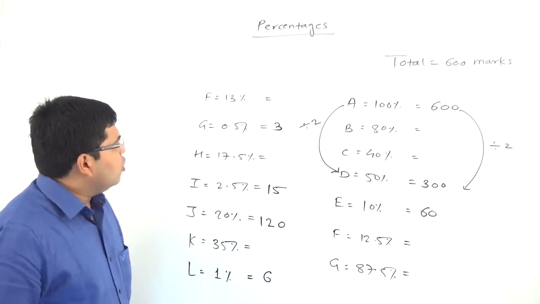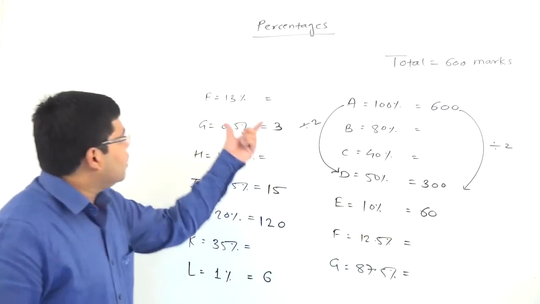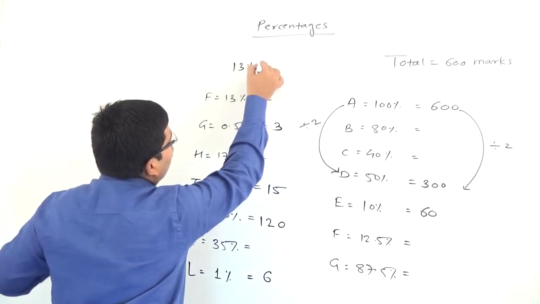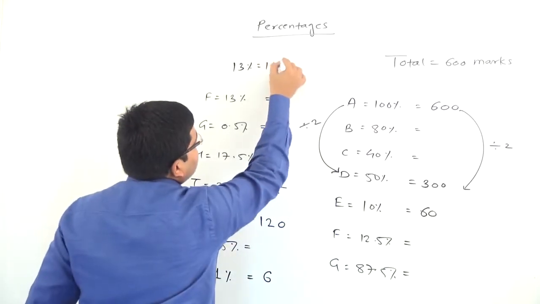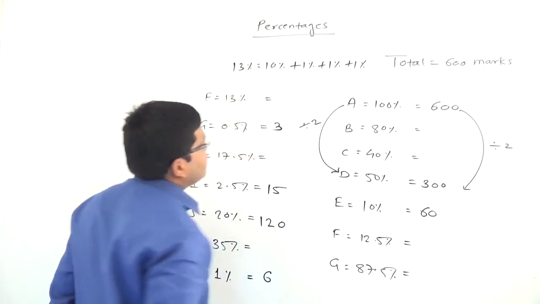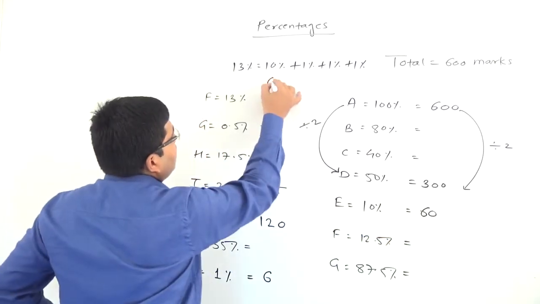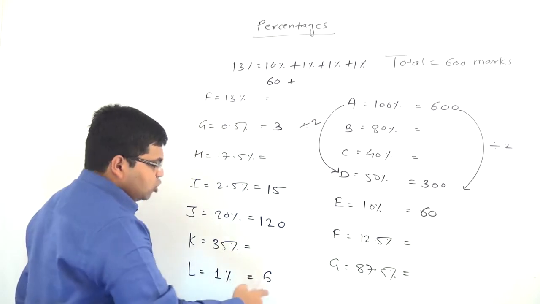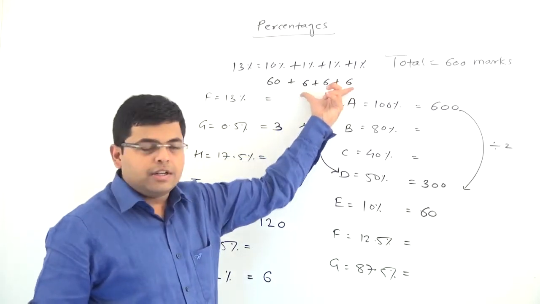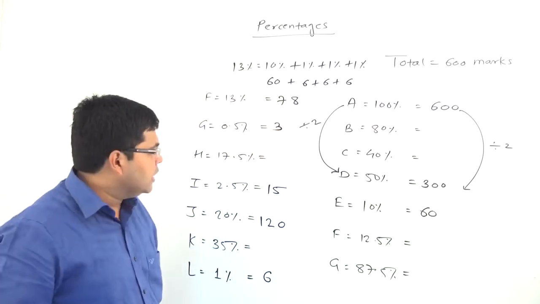Now, from 1% and 10%, we can calculate the value of 13%. So what will be 13%? 13% will be 10% plus 1% plus 1% plus 1%. So what is the value of 10%? We have already calculated it. It is equal to 60. Then what is the value of 1%? That is equal to 6. Again plus 6. Again plus 6. So that will be 60 plus 18, which will come out to be equal to 78. So the value of 13% will come out to be equal to 78.